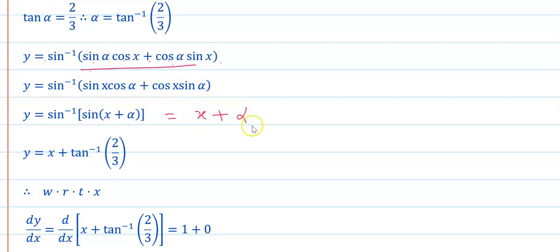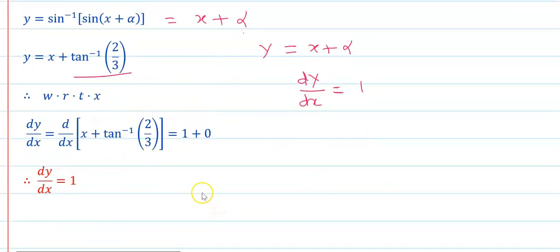X alpha जरी इथे ठेवला असता तरी चालला असता. Instead of this, tan inverse of 2 by 3. Overall it is a constant. Now here y is equal to काय मिळणार आपल्याला? X plus alpha. Then differentiate this with respect to x. What about the dy by dx? The derivative of x is 1 and derivative of this alpha is a constant. Its derivative is 0 and hence dy by dx is equal to 1.